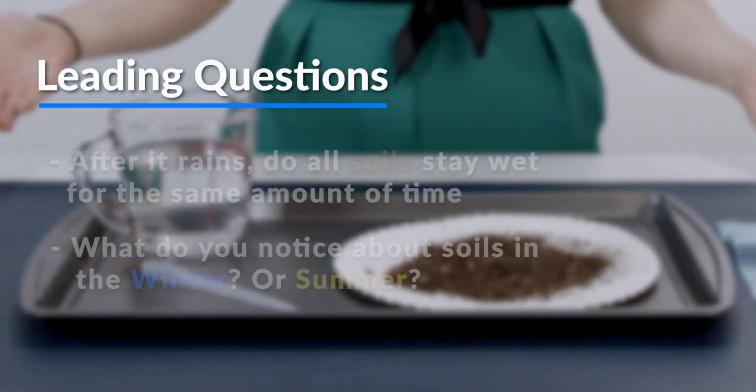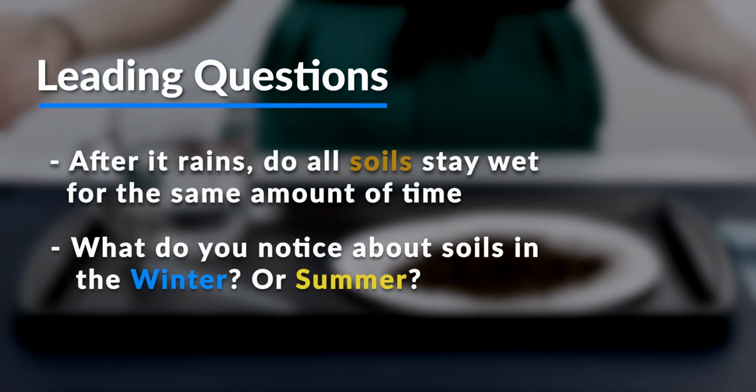To facilitate this activity, start by giving some information about what students will be doing and ask them to share what they have observed about how and when soil changes over time. Some examples of leading questions might be, after it rains, do all soils stay wet for the same amount of time? What do you notice about soil in the winter? What about in the summer?